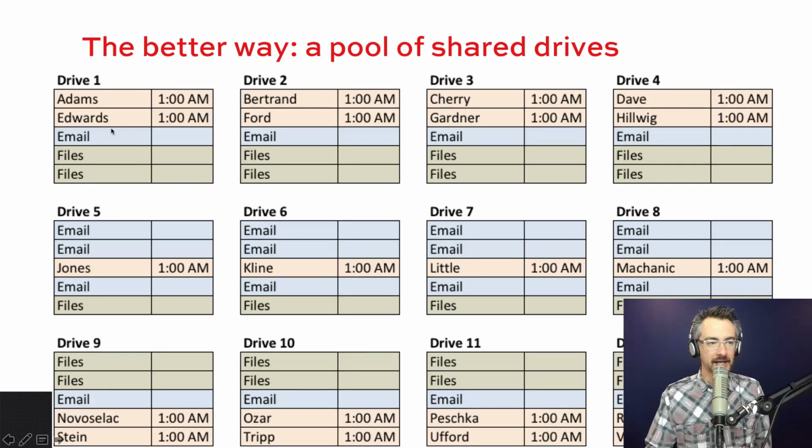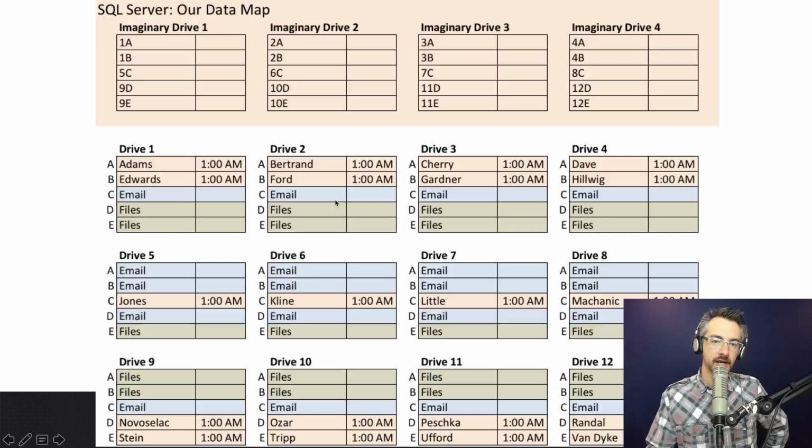But my data's striped out here across drive 1, 2, 3, 4, 5, 6, 7, 8. And something has to maintain a map of where all my data lives. That something is the SAN. The storage processor or filer maintains this map of where, say, Mr. Bertrand lives. If we need to access Mr. Bertrand, we know that he lives at slot 2A. If we need to access Lori Edwards, she lives at slot 1B.